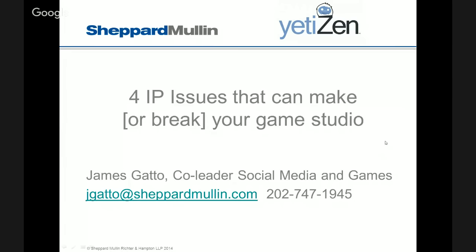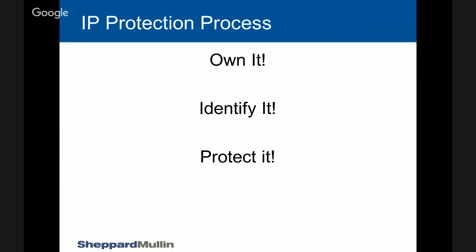So today we're going to talk about some of the key issues that can make or break your studio from an IP perspective. At a high level, the IP protection process is pretty simple. There's 4 steps we're going to cover today. The first is own it. The second is identify it. The third is protect it. And the fourth is repeat.